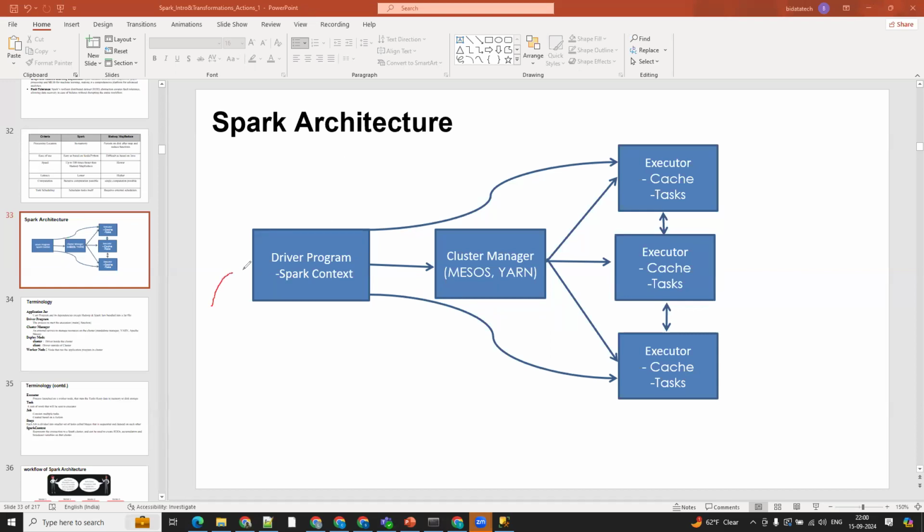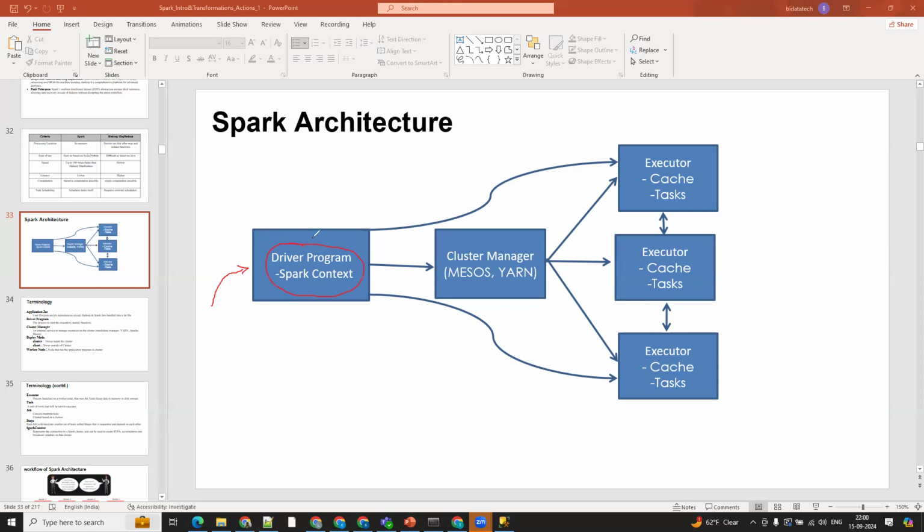I'm repeating, guys. The moment you submit your program, word count or anything, finding the highest salary in an employee table, deleting duplicates, finding distinct values, whatever the requirement is, you first give it to the driver program. Driver will not execute your program actually. Driver will actually initiate your task.